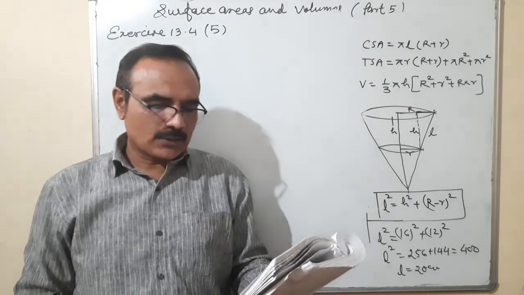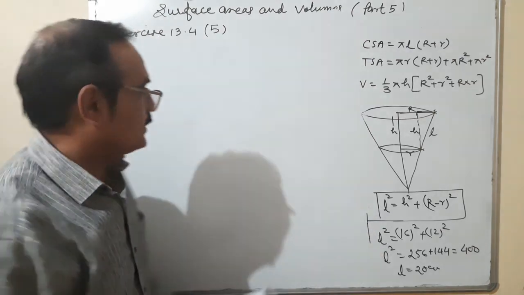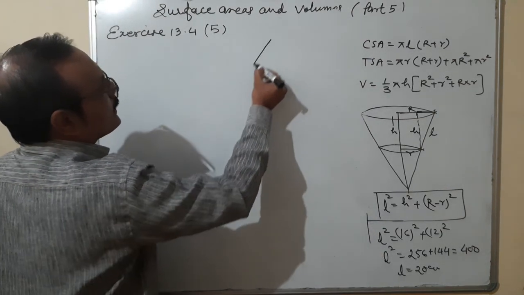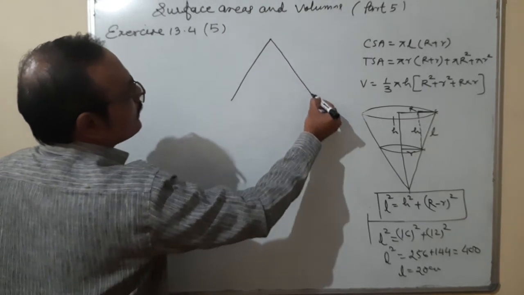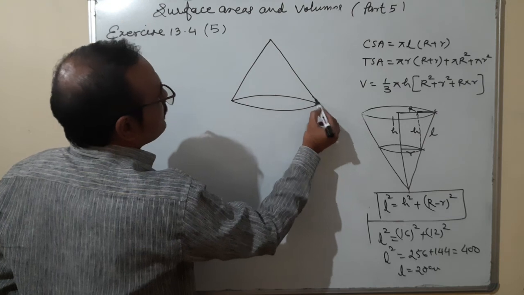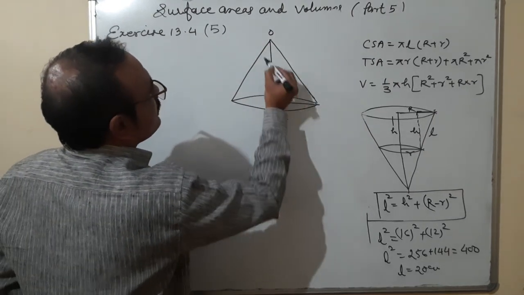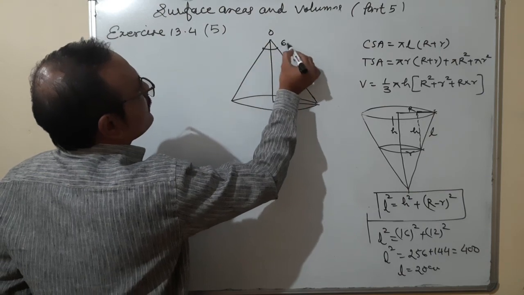A metallic right circular cone 20 centimeter high and whose vertical angle is 60 degree. Vertical angle is 60 degree. What do you understand by vertical angle? This angle is the vertical angle. This complete angle is 60 degree.